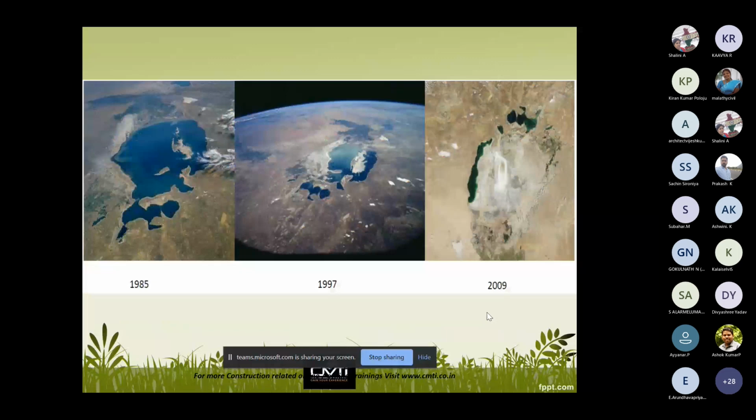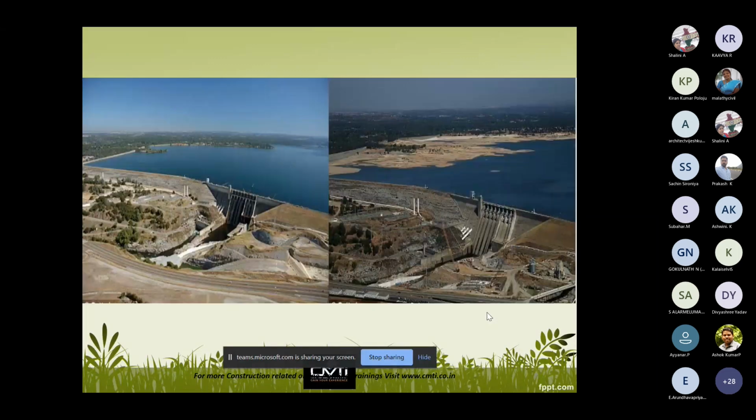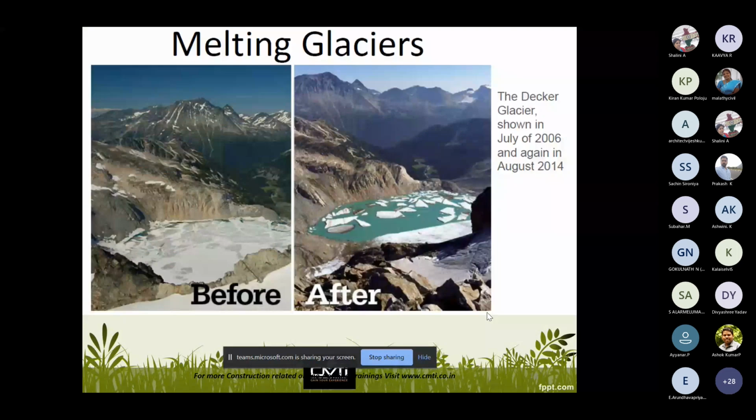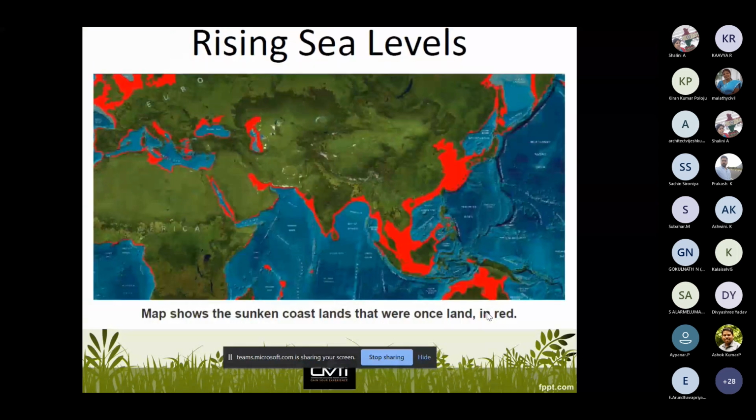You can see some of the pictures. Climate change is happening everywhere, and sea levels are rising also. Recently, if you track the newspapers, I read two days ago that maybe after 20 years, some of the cities will be affected by rising sea levels. Even Mumbai, Chennai, and all these coastal areas have this threat because of the climate.